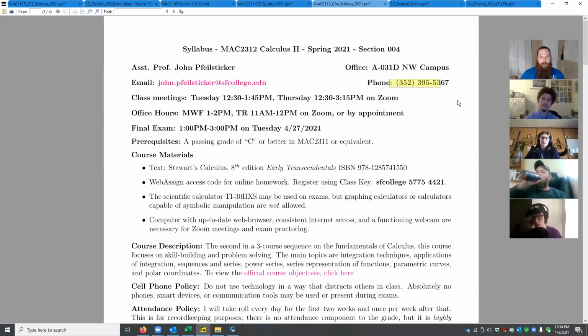This phone number does work. It's my office phone number, but it's forwarded to my cell. I'll ask that you don't call this unless it's an emergency because caller ID doesn't work. I just see that I'm getting a call forwarded from my office, so I can't tell who it's from. I would much prefer email or Canvas messages for communication.